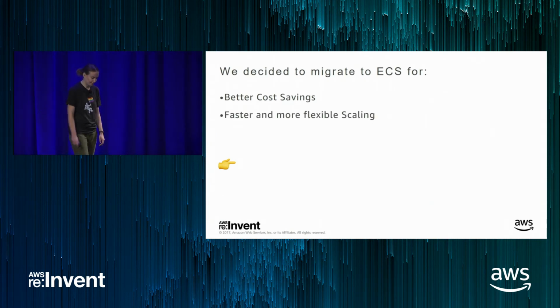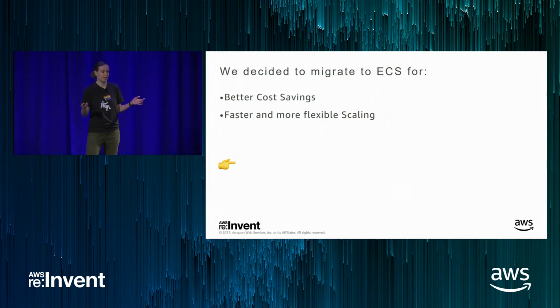Also, faster and more flexible scaling. If you're a startup that's responding to live user traffic, it's super important that you can scale up your infrastructure at any given time as quickly as possible. And we know with Docker and containers, we could start up new tasks in a matter of seconds, as opposed to the kind of minute ballpark we're used to with EC2 instances.